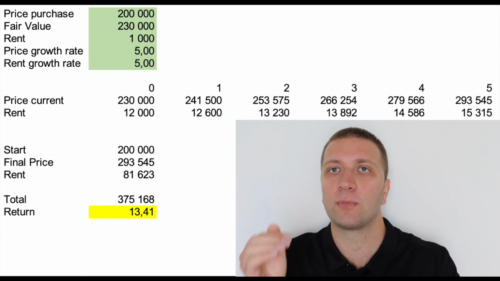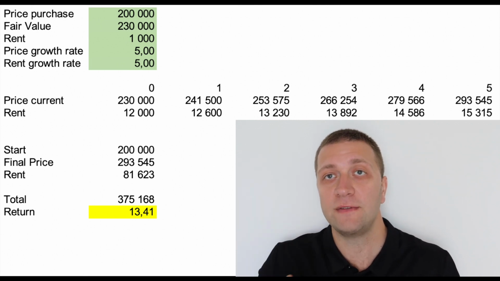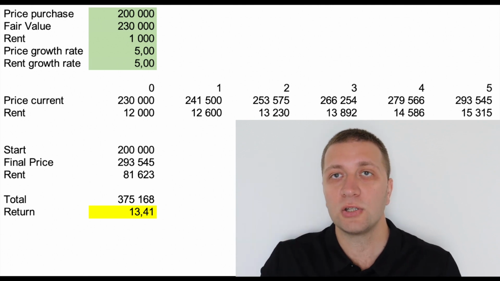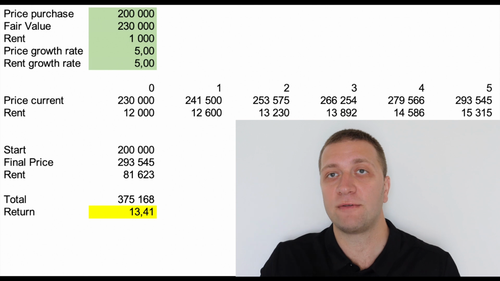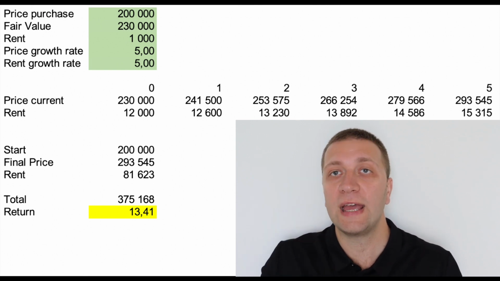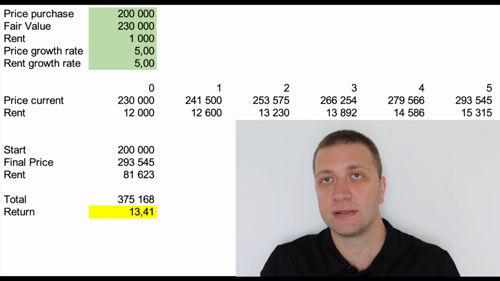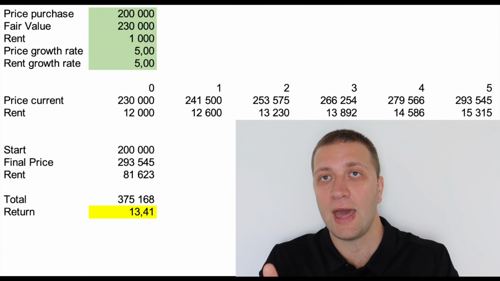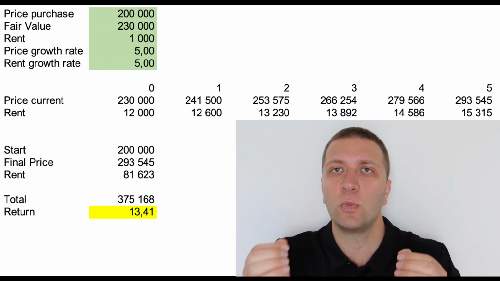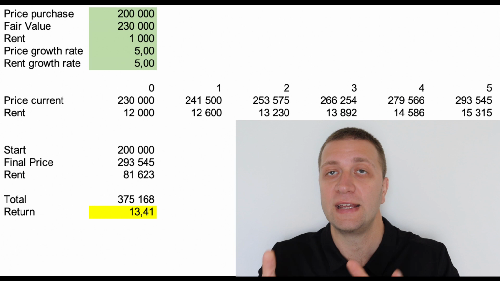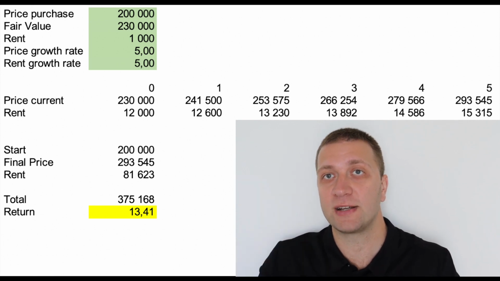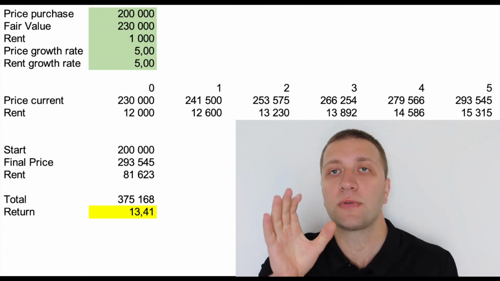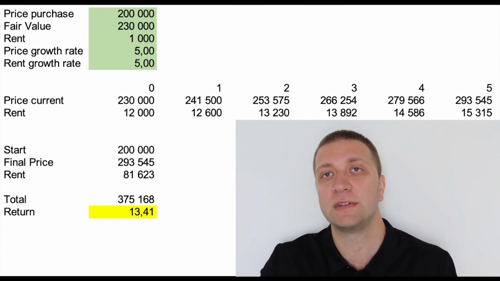So we do this for both price and the rent, and we get that in 5 years, these apartments will cost around $294,000. Also, if we calculate all the rent for these 5 years and the initial year, we get close to $81,000 from the rent. So we combine the final price of this property in 5 years after the average price increase of 5% and the total rent during these 5 years. So the total is close to $375,000.